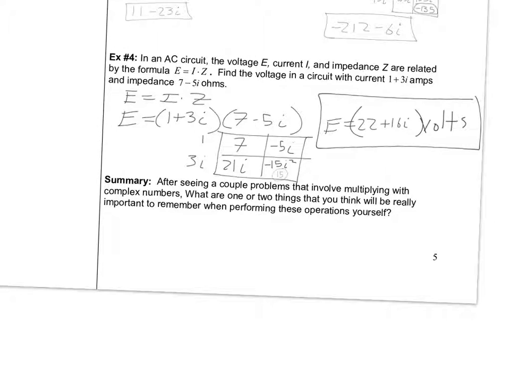Here we go. Summary. After seeing a couple problems that involve multiplying with complex numbers, you've seen a lot of problems with complex numbers now. What are 1 or 2 things that you think will be really important to remember when performing these operations yourself? Think about things that I always checked for, I always did throughout the notes. What do you think is going to be really important?